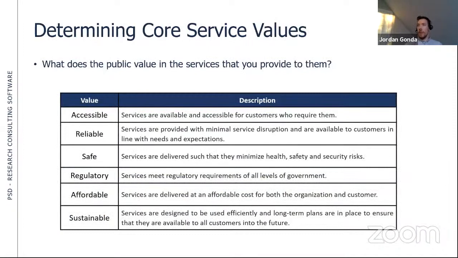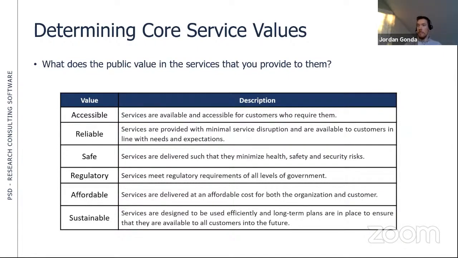Okay, so value, where do we start? Well, it doesn't matter what kind of service, what kind of asset, what kind of piece of infrastructure, there are really core public values across the whole town, almost across humanity. People are interested in having services that are accessible. Are they there when you need them? If you need your cup of coffee in the morning, do you have water pressure? Are services reliable? How long are your road closures? Can you rely on the road to get to work when you need it?